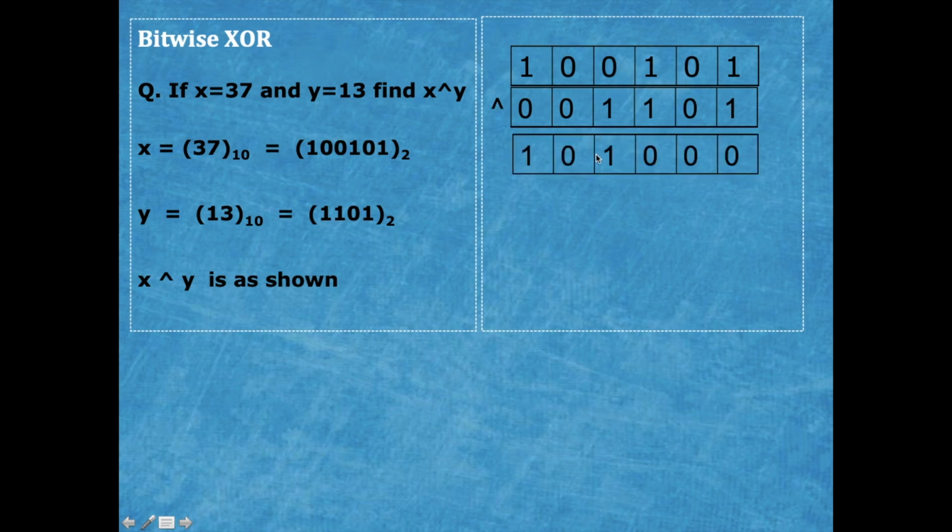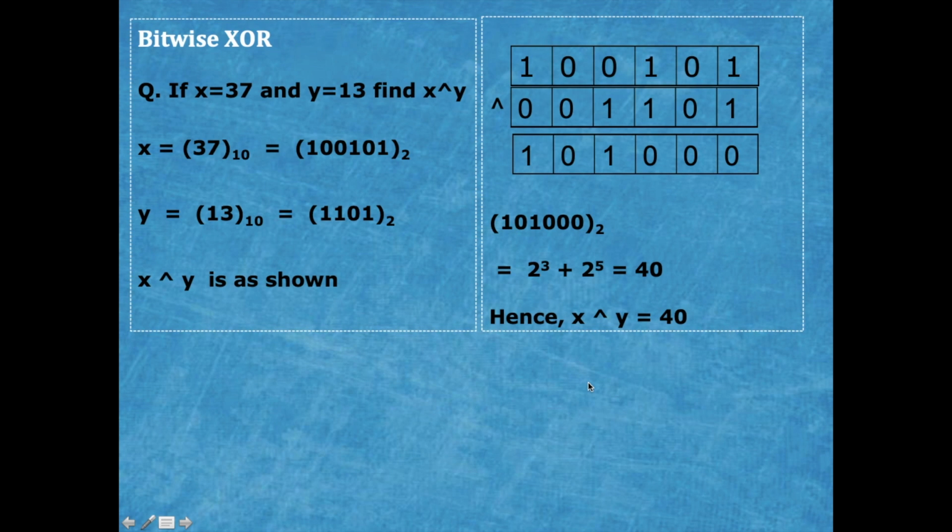I hope you wrote this. Convert it to decimal format. So this is power 0, 1, 2, 3, 4, 5. Okay. So it will be 2 raised to 3 plus 2 raised to 5, equal to 40. So this is the answer.